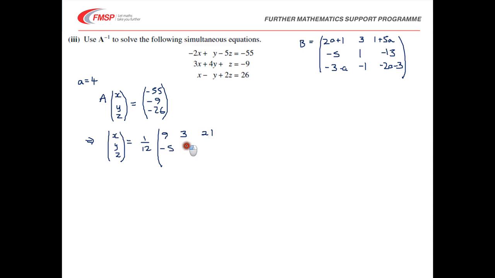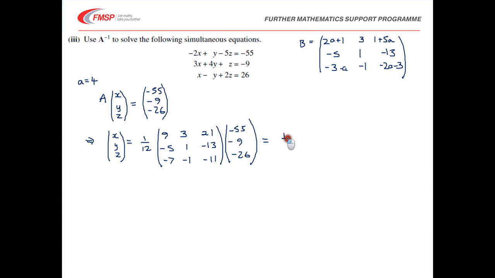minus 5, 1, minus 13, minus 3 minus 4 is minus 7, minus 1, and minus 8 minus 3 is minus 11. Multiply that lot by minus 55, minus 9, minus 26.